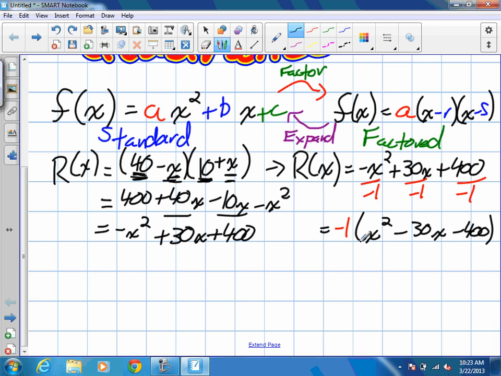Now, because this a value is technically +1, I really just got to find two numbers. I got to multiply to -400 and add to -30. Anyone know quickly off the top of their head what those values will be? -40 and +10 will work. Remember, they'll both add to that and they'll multiply to this up here, which means I can quickly go to the factored form. I still keep that -1 on the outside. We have x as the first term in each, because those are the only factors of the first term, x squared. And we have -40 and +10.